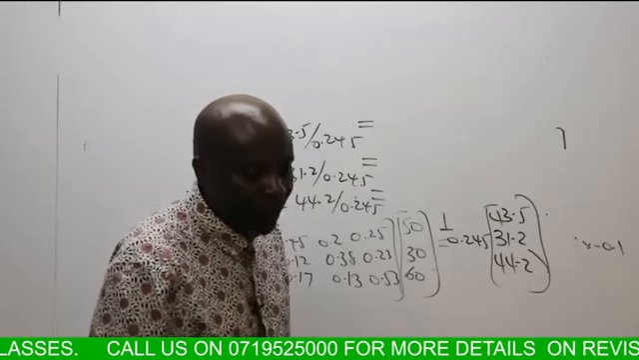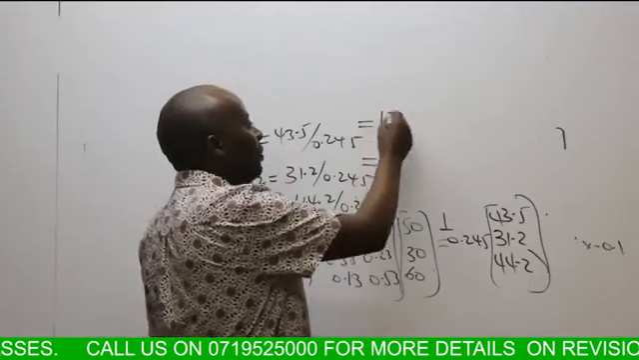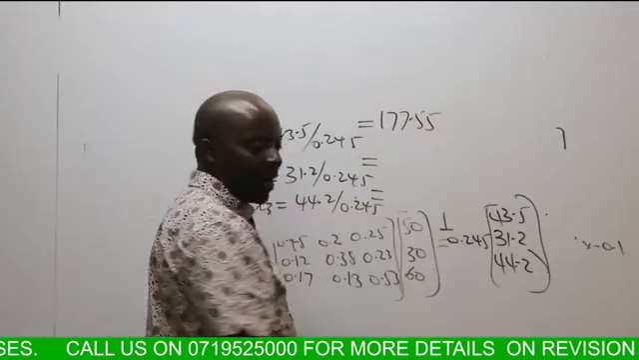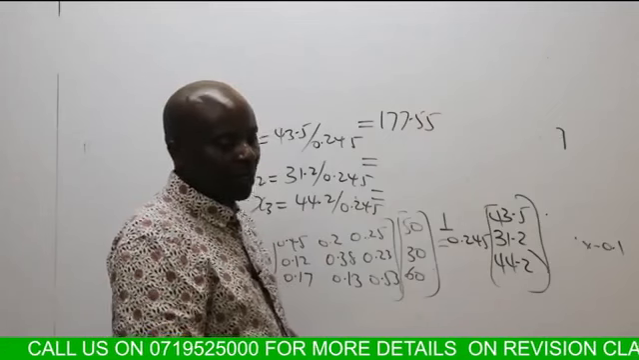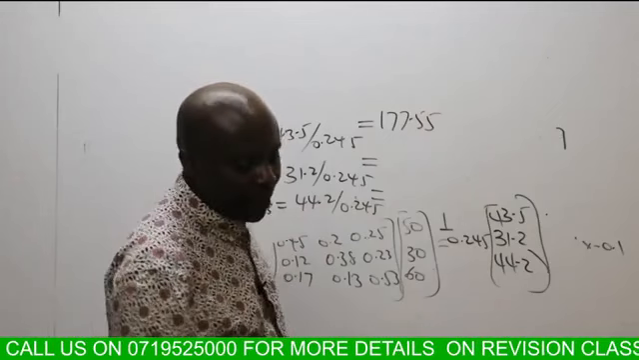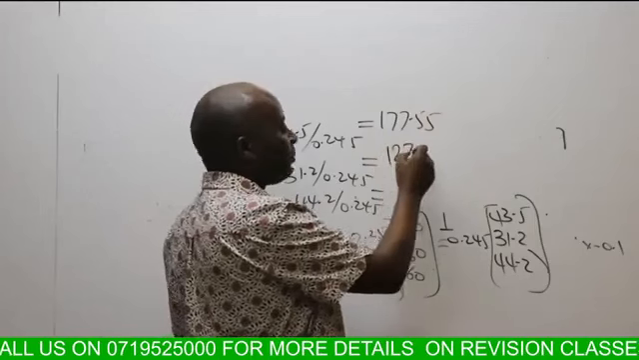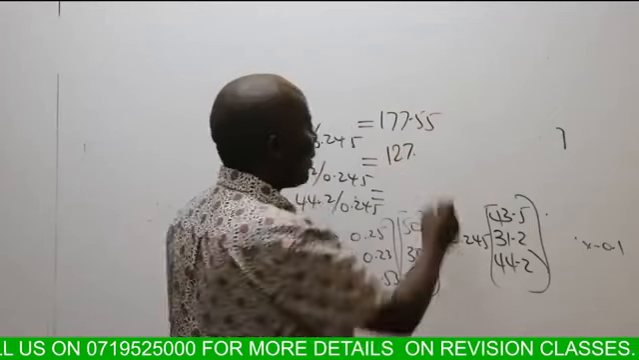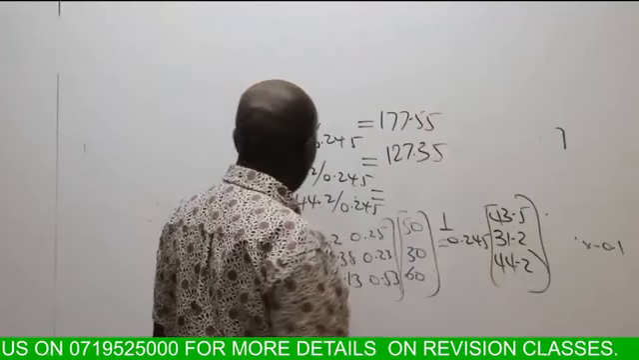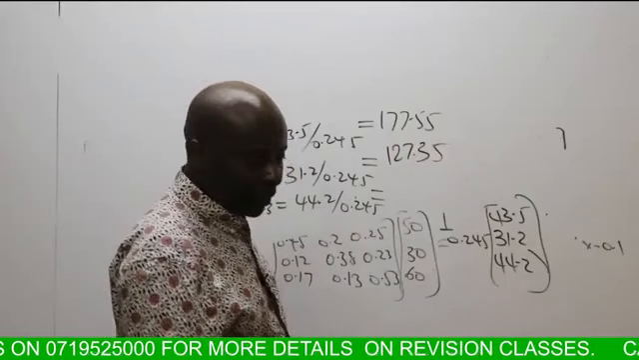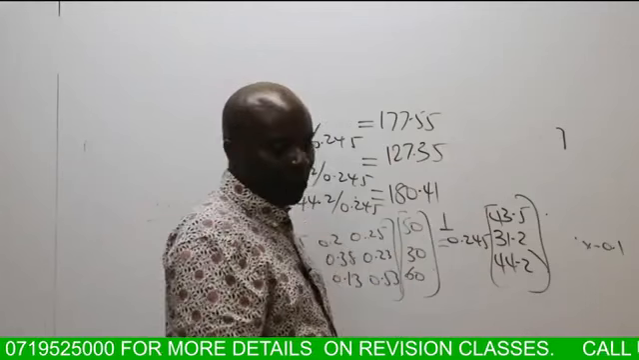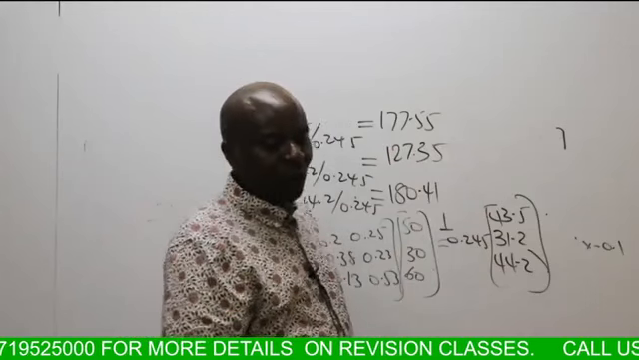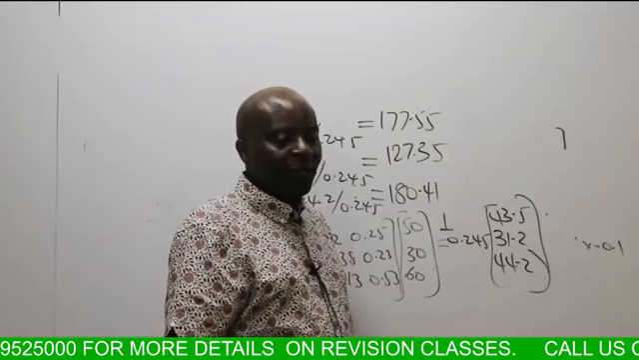So the first one, 177.55, and that has been repeated by someone else. Thank you very much, TB. How about the second one? Lilian says 127.35. Thank you very much. How about the third one? The third one is 180.41. Thank you very much.